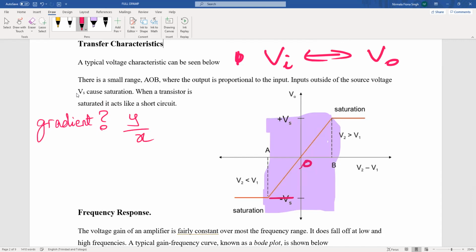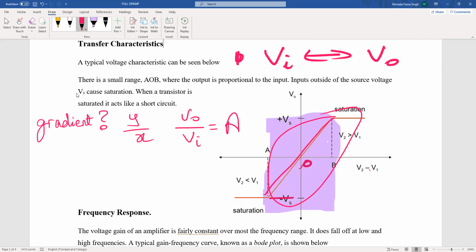Let us see what the gradient of this line here is going to give us. The gradient here is Y, which is V naught, over X, which is your input, Vi. Isn't the gain V naught over Vi? V naught over Vi is your gain. So the gradient of the characteristic of your operational amplifier also gives you your gain.